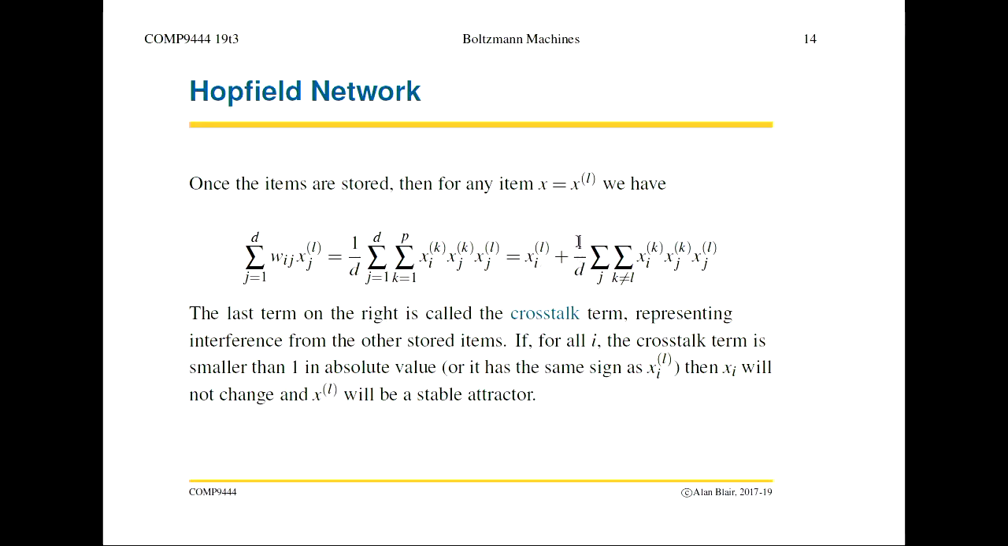And right, that's basically what the analysis is based on. It could turn out that this value is bigger than 1 in absolute value, but if it happens to be the same sign as this, then again, this will be preserved. So the real question is how likely is it that this value will be bigger than 1?